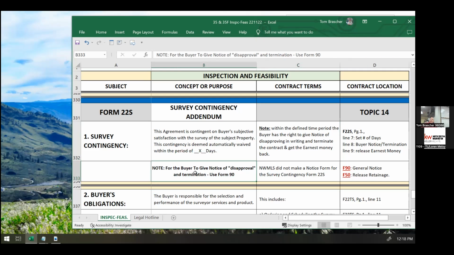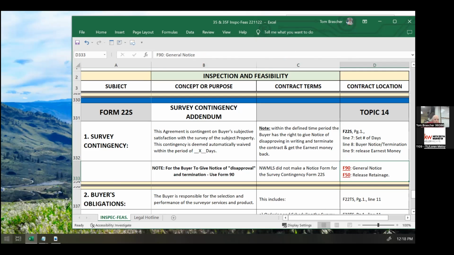So for the buyer to give notice of disapproval, that's a Form 90. And that's because it's a general notice, because there isn't a form specifically designed by Northwest MLS for a survey.